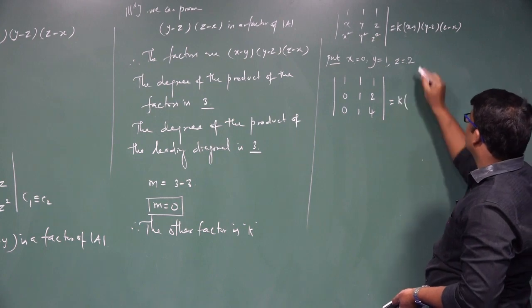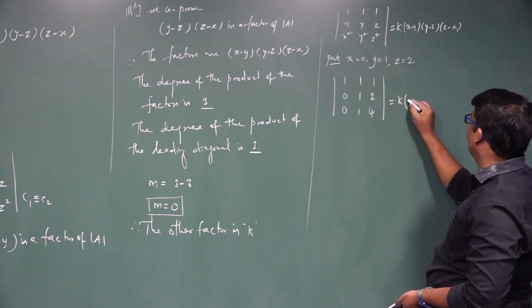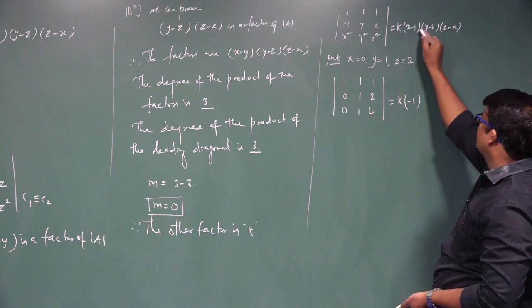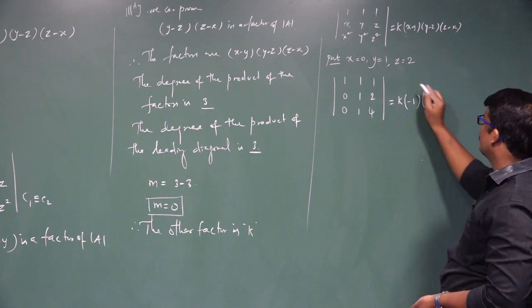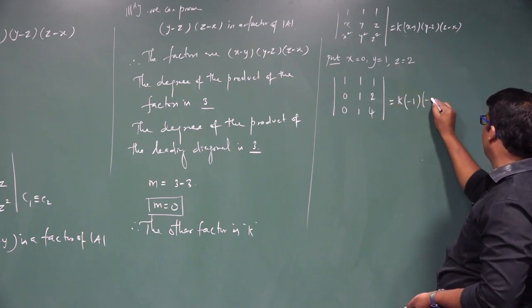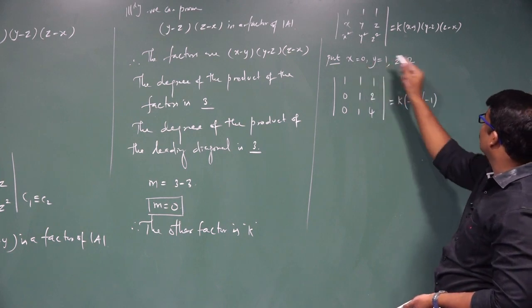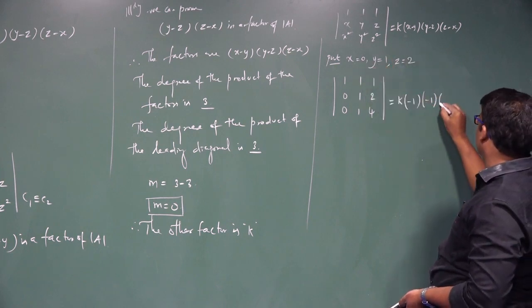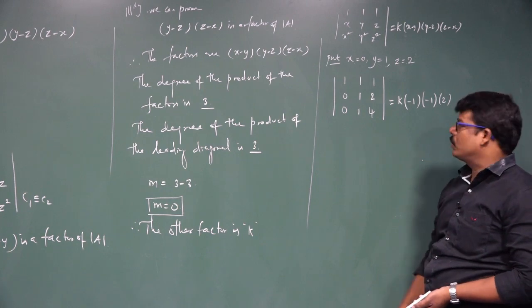Substituting k into x minus y: 0 minus 1 is minus 1. Next, y minus z: 1 minus 2 is minus 1. Then z minus x: 2 minus 0 is 2.